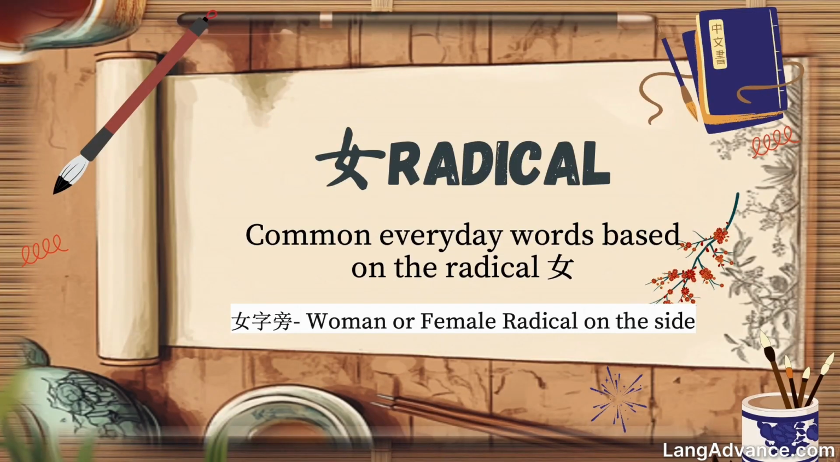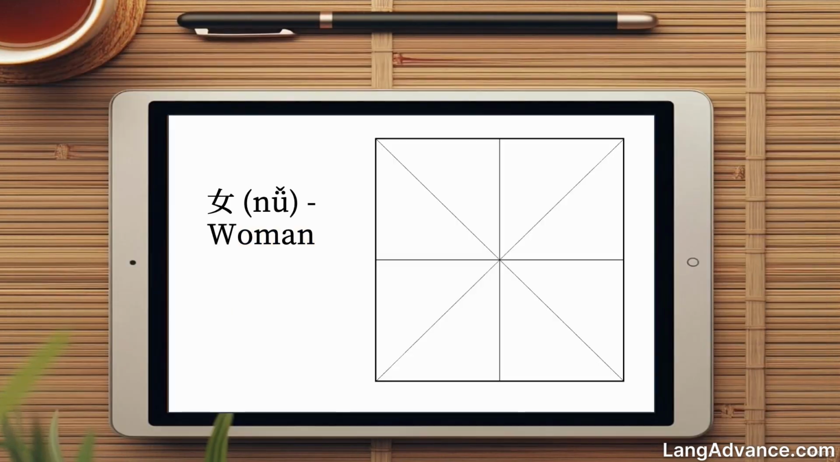Hi, and welcome to today's lesson. Today we are going to be looking at common everyday words based on the radical 女. Let's start by writing the word 女. Now, this is the normal form of 女.